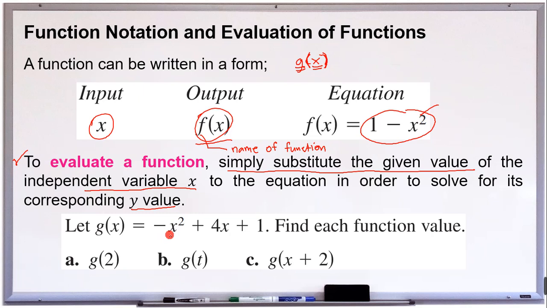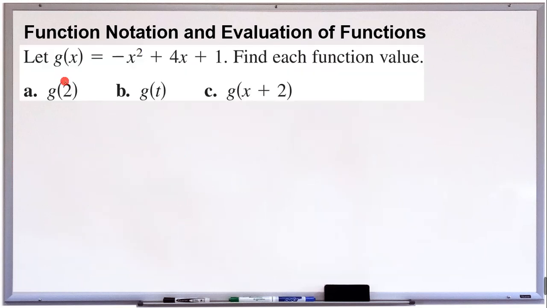So we have, let g of x, so this is the name of the function represented by the letter g, is equal to negative x squared plus 4x plus 1. Our goal here is to find each function value, starting with letter a. So we're going to evaluate the given function at g of 2. Okay, so our x here is equal to 2.